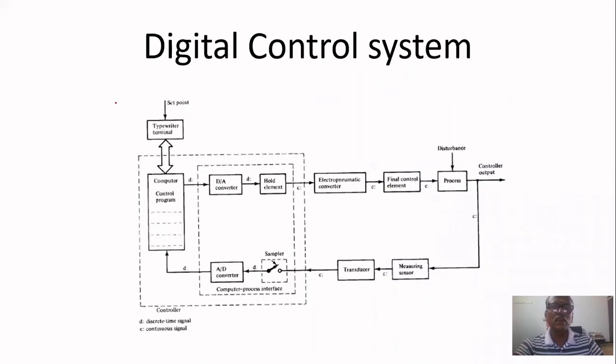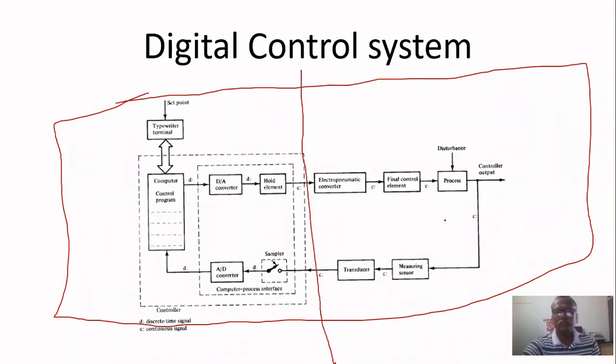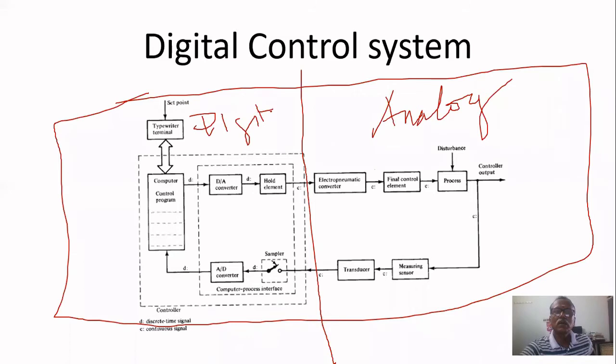This is a typical digital control system, the digital control system that we have seen yesterday. If you separate this into two parts, this side is all analog, this side is all digital. The process is always analog only. That's why anything that wants to interface with the process must be an analog device. Therefore, the final control element is an analog device.